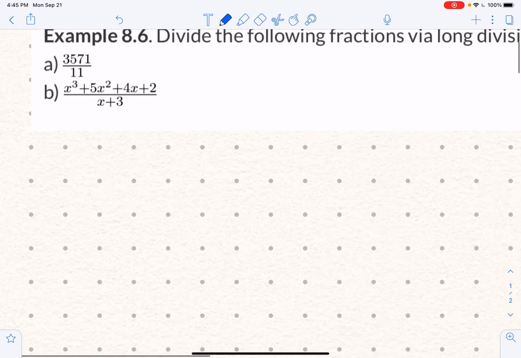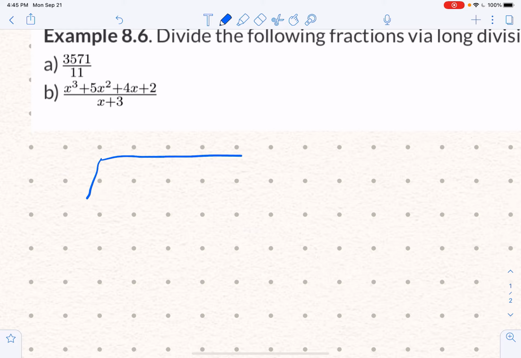So we set up our long division box. The number that we are dividing into, 3571, goes underneath. And then the 11, the number we're dividing by, goes out in front. We also have names for these. This is called the divisor, the thing on the bottom, and this is called the dividend, the thing that we're dividing into.